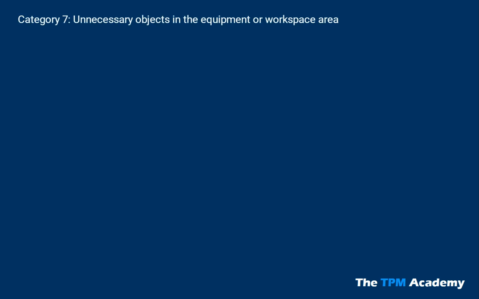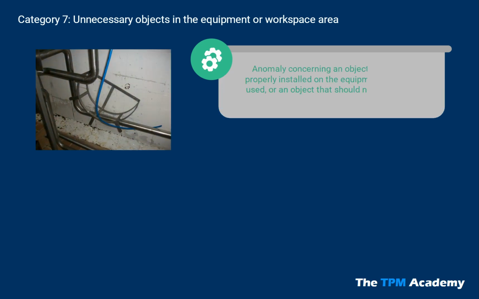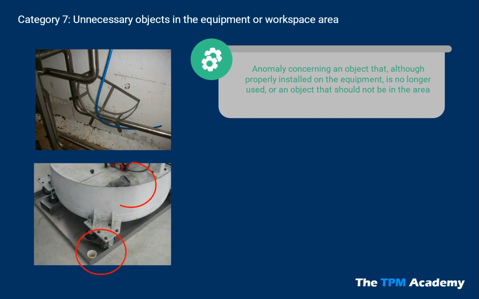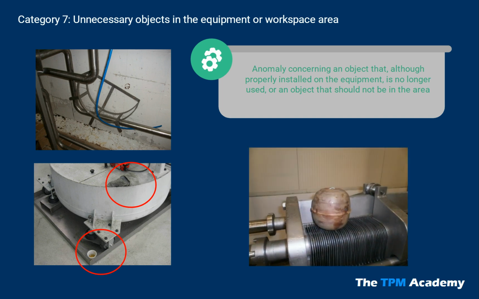This final class of anomalies focuses on objects present in workshops that are not being used or are not part of the machines. Some of these objects may be correctly installed on the equipment, but due to modifications, they are no longer used or serve no function. Additionally, this anomaly also includes foreign elements that do not belong to the equipment and should not be in the area. This situation is often associated with the lack of implementation of a 5S program in the machinery.